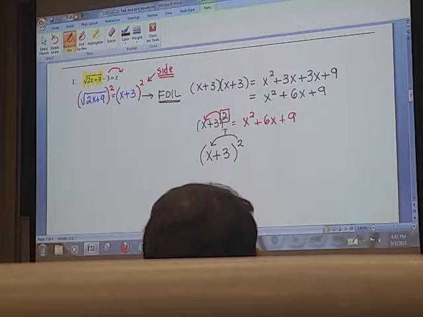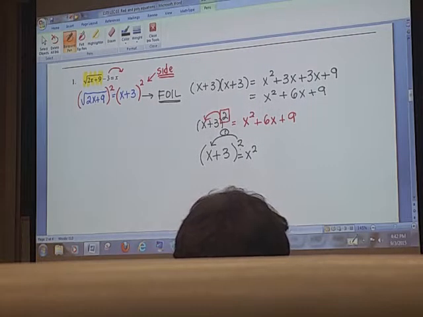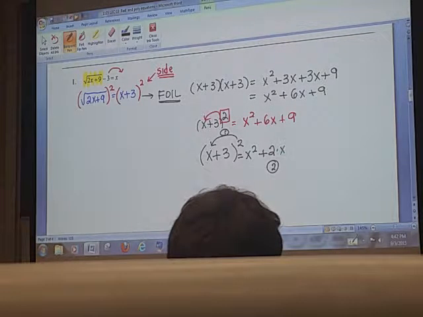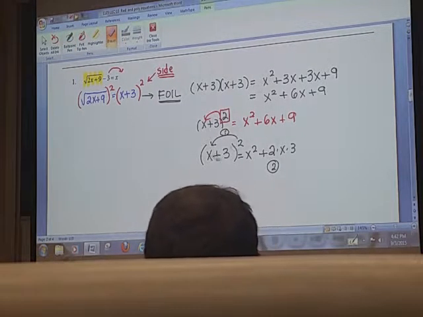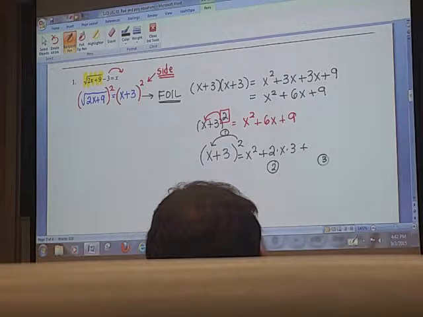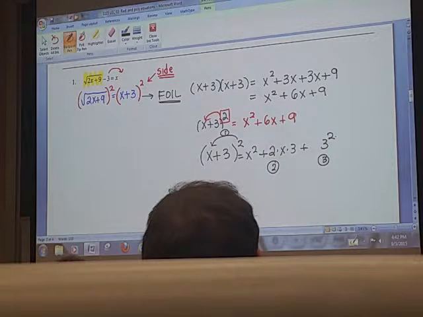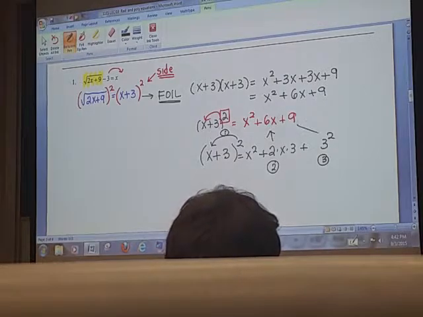So, square the x. And then the second thing is 2 times x times 3. Okay, so you square it, 2 times x times 3. And then the third thing is square the 3. So you can just do that in your head. You don't have to write that step down, but that's what you're thinking. You square the x, 2 times x times 3, so there's your 6x. And square the 3.